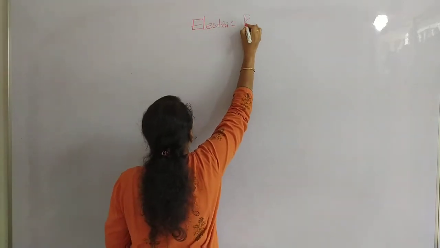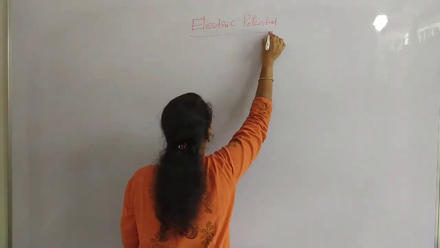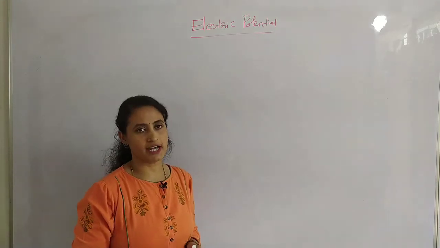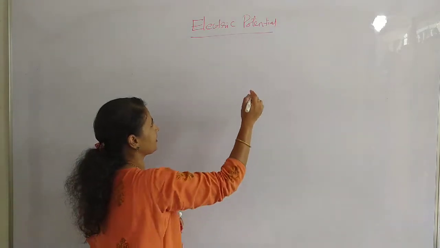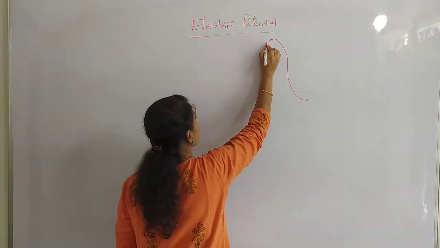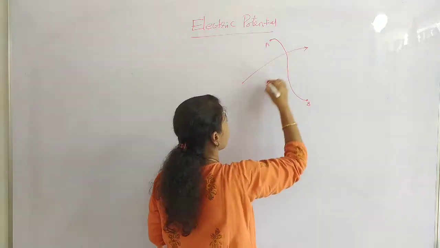Electric potential. Suppose we wish to move a point charge from point A to the point B. So we would like to move a point charge from point A to the point B in the electric field.